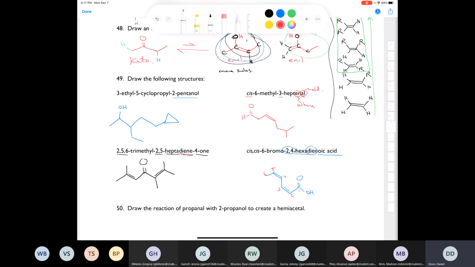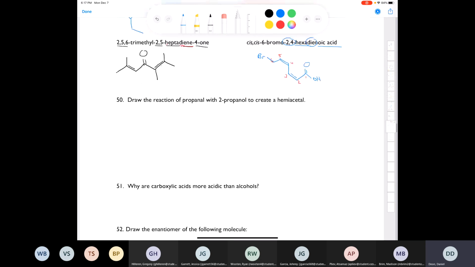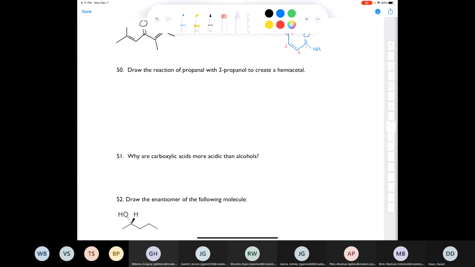And at carbon 6, I have a bromine. So I'll tack that on there. And there you have it. Again, that's kind of a tough one. This is kind of challenging. That's why I gave you this handout a long time ago to get some practice. Here's one that I think is a little more reasonable.